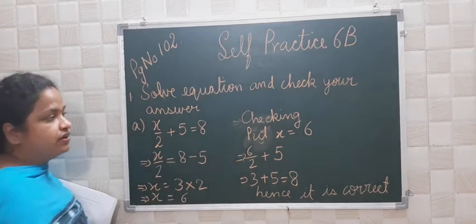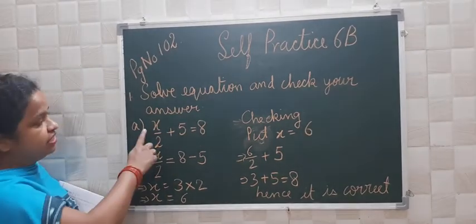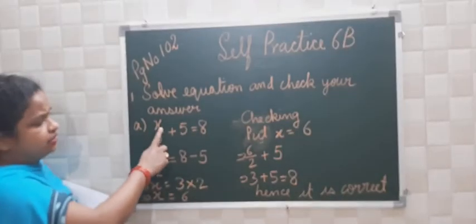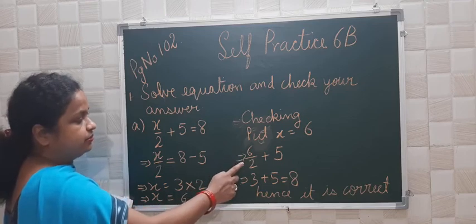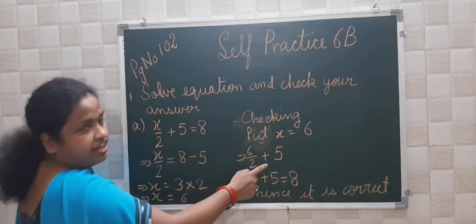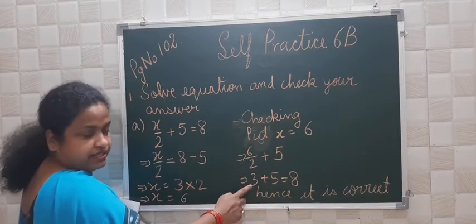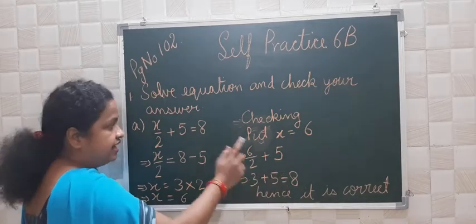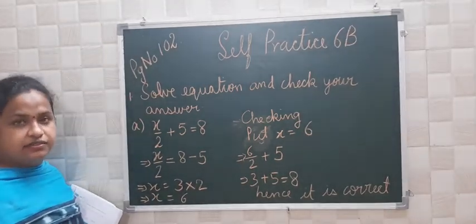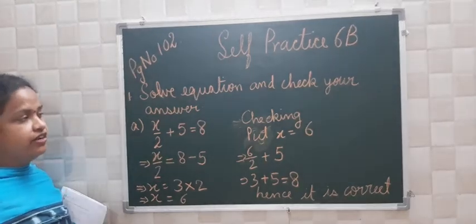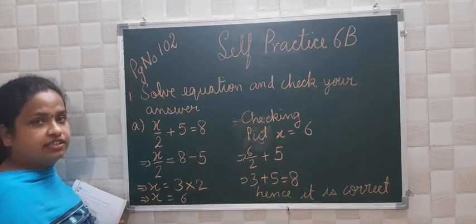In the second part, you have to check your answer. So how will you check? Putting the value of x in the equation. Correct? So here x you got as 6, so you write 6 by 2 plus 5. 6 by 2 means when you divide 6 by 2 you get 3, and 3 plus 5 is equal to 8. And the same 8 you are also getting here. So hence it is correct. When you get the same answer after putting the value, it means this question is correct.